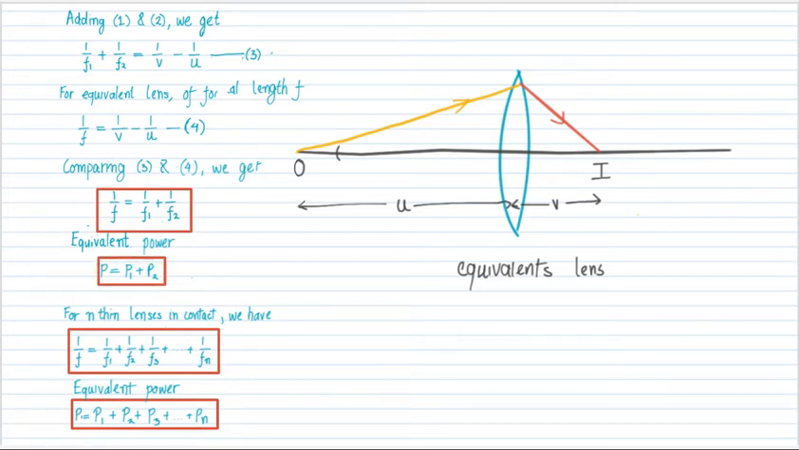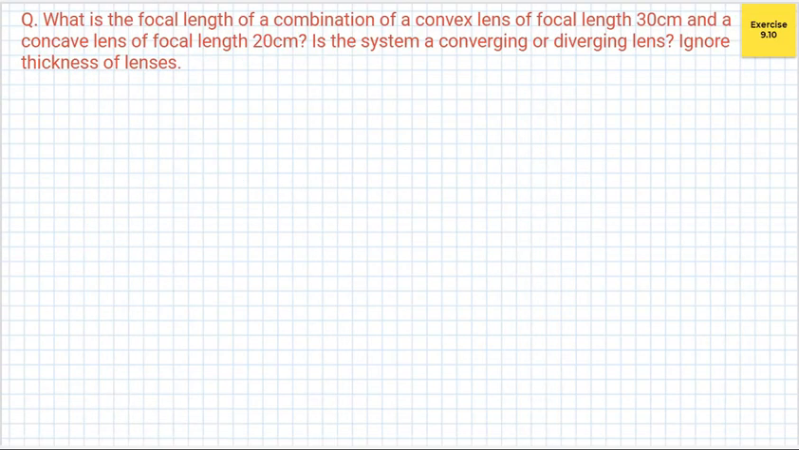Now, using this concept, we'll solve some numericals. So here is our first question. The first question states: what is the focal length of the combination of a convex lens of focal length 30 centimeter and a concave lens of focal length 20 centimeter? Is the system a converging or a diverging lens? Ignore the thickness of the lens.